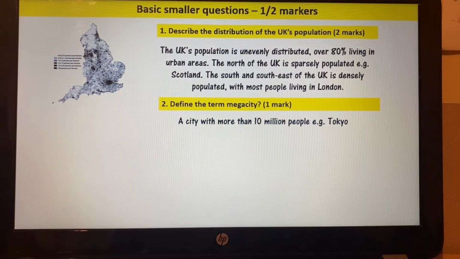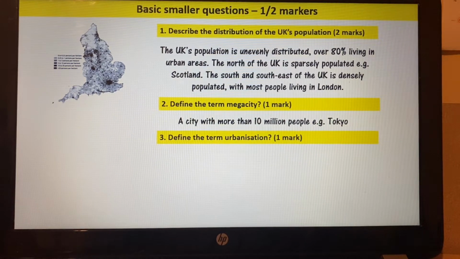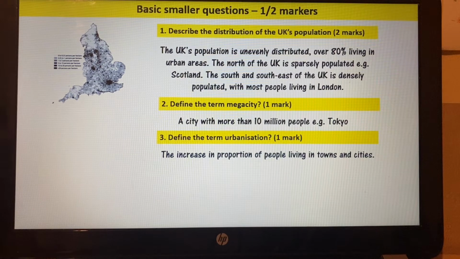So define the term megacity, a very simple question. It's a city with more than 10 million people. We've got another question like define the term urbanization. So you can't just say, oh, many people move into the city from the countryside. That's obviously not correct for a definition. It is the increase in proportion of people living in towns and cities.